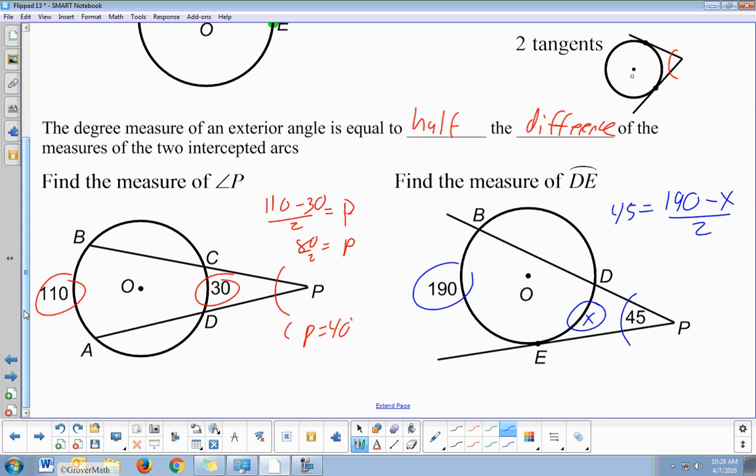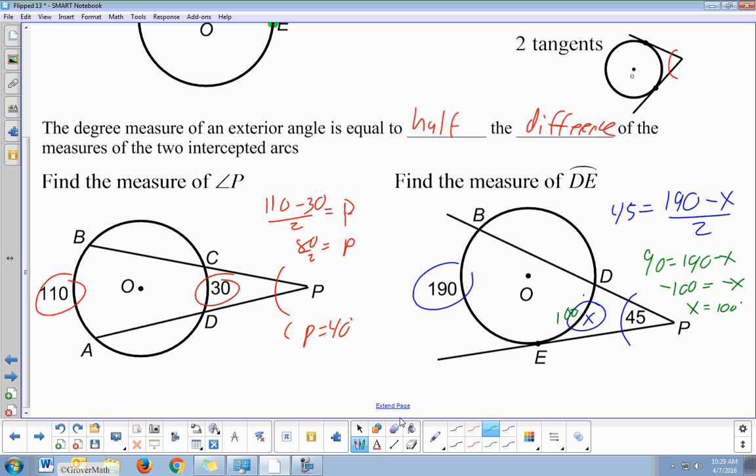Again, we're going to cross multiply. We're going to see that 90 equals 190 minus x. I'm going to subtract 190, get negative 100, but don't worry, it equals a negative x. So when we divide by negative 1 for everything, we get x equals positive 100 degrees. And so our DE is 100 degrees.